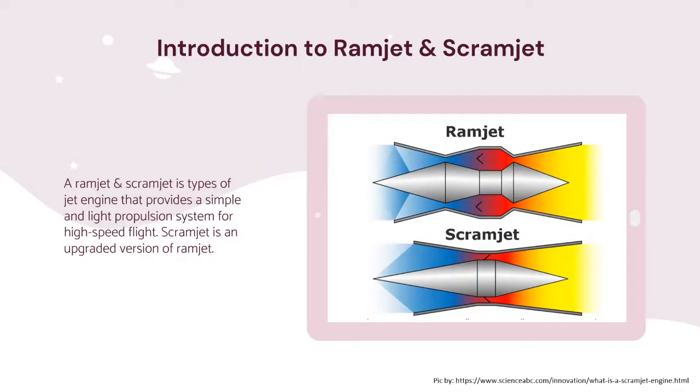A ramjet and scramjet are both types of jet engine. Ramjet engine provides a simple, light propulsion system for high-speed flight. A scramjet engine is an improvement over the ramjet engine as it efficiently operates at hypersonic speed and allows supersonic combustion. The supersonic combustion in ramjet and scramjet provides high thrust and low weight for hypersonic flight speed.